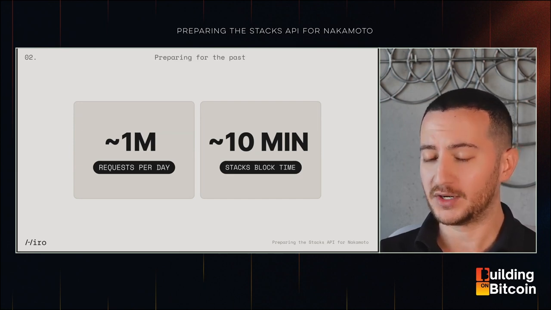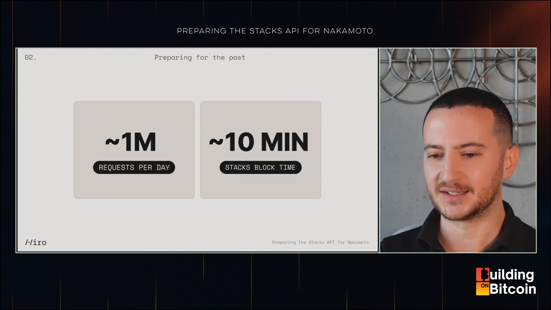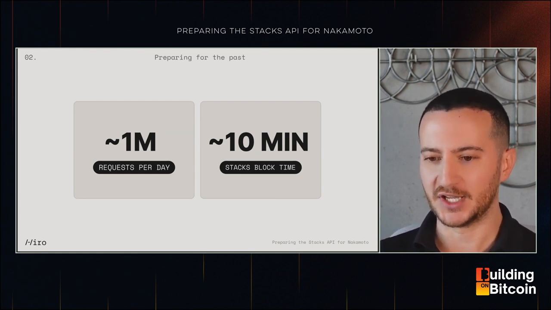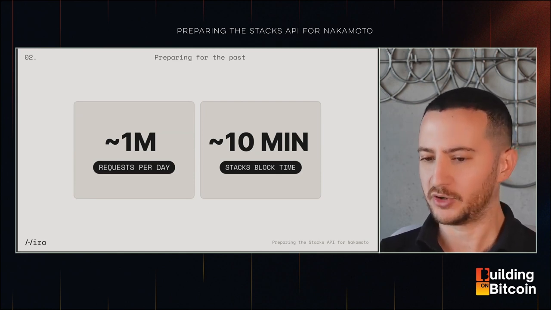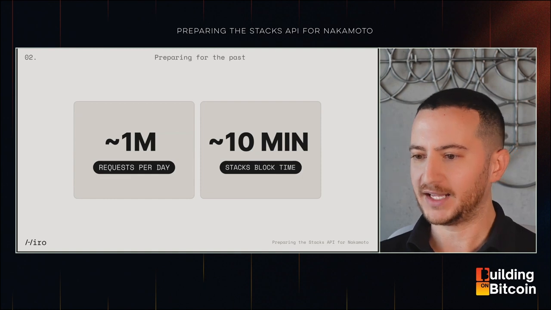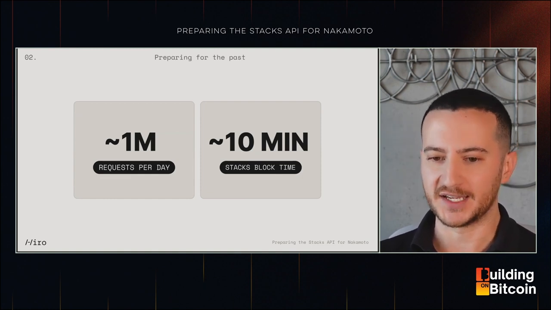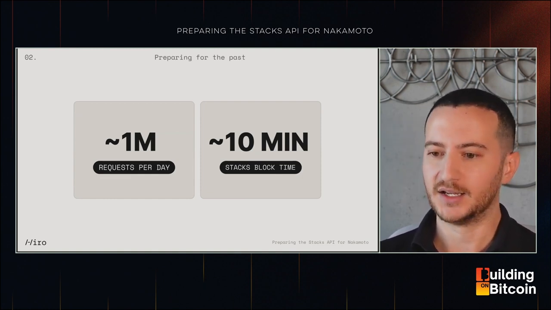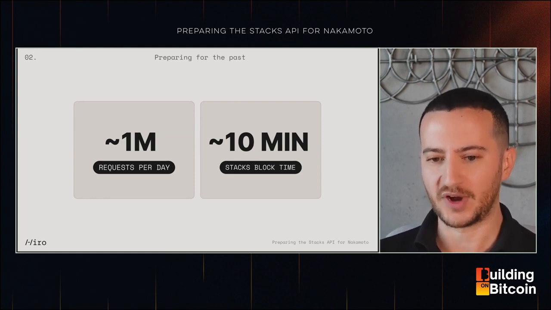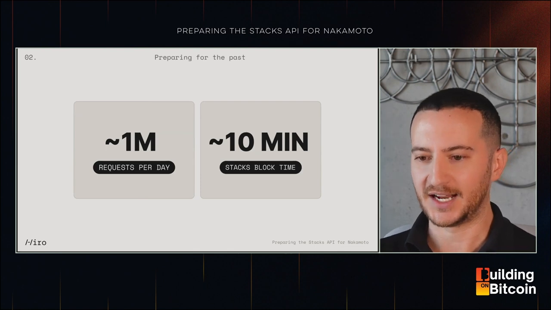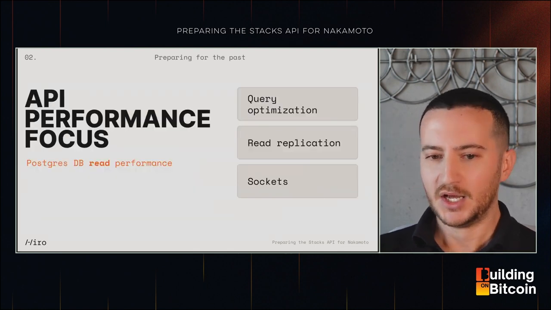And the one important aspect to note is that the Stacks block time was also around 10 minutes as it is today. So roughly 1 Stacks block equals 1 Bitcoin block. And this is important to highlight because this also dictates or dictated back then the priority that we had to set on the API to deal with the traffic and the activity that happened on chain at the time.